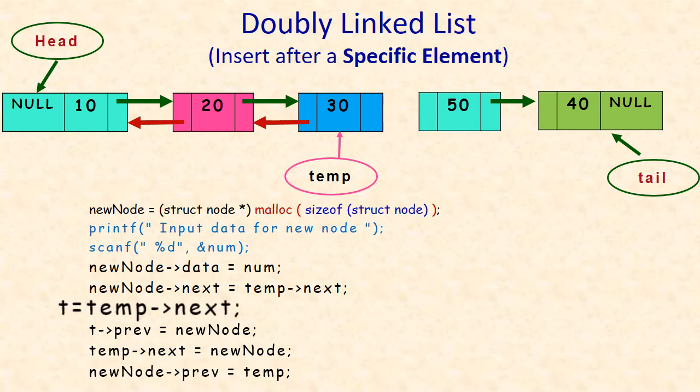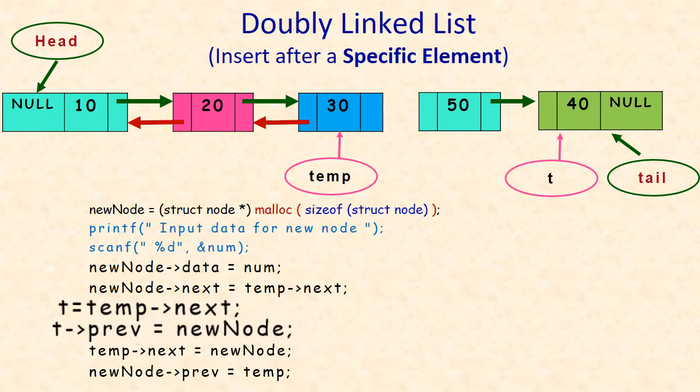Before doing that, I am taking a temporary variable t. t is equal to temp next. Why? Because I want to point to the temp next, otherwise I cannot establish the reverse link from there. That is why I took a new pointer t, which is pointing to the temp next. After that, t previous is equal to new node, so the opposite link is established from the next node to the new node.